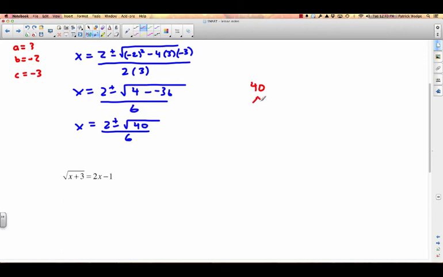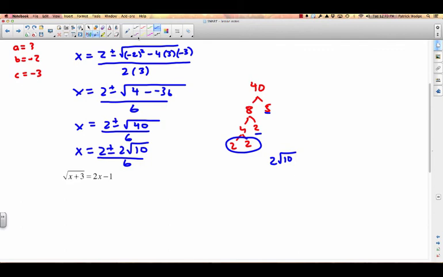That's square root of 40. So 40 is 8 and 5. 8 is 4 and 2. 4 is 2 and 2. We need a pair. There's a pair. So that comes out, and what's left inside is the 2 and the 5. 2 times 5 is 10. So x equals 2 plus or minus 2 root 10 all over 6.